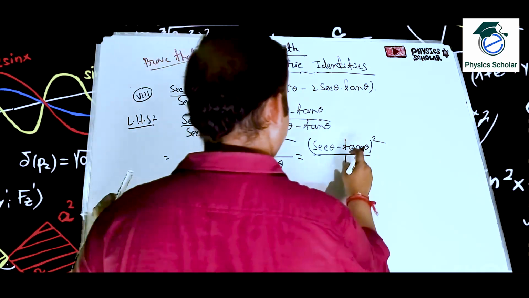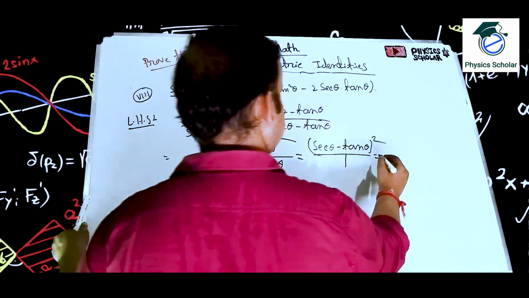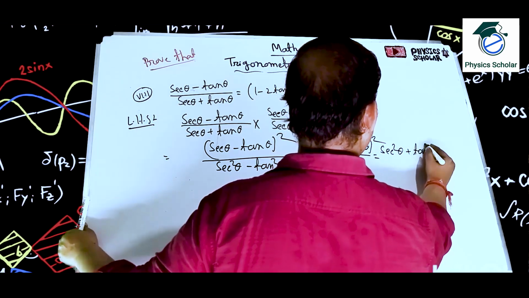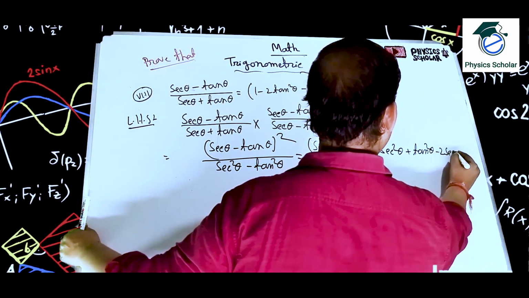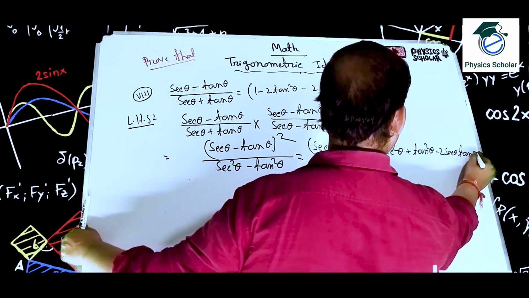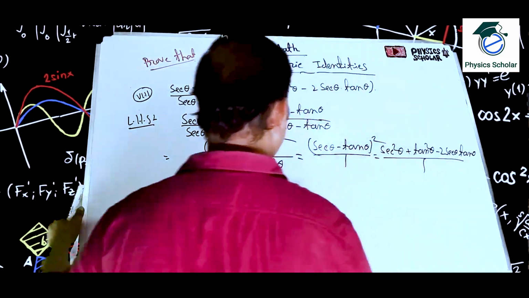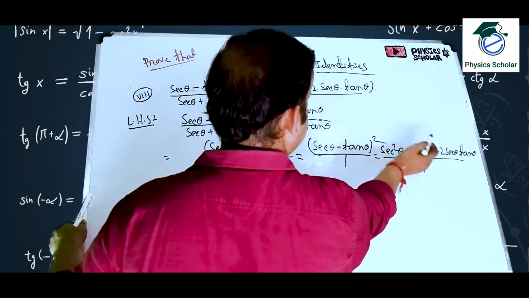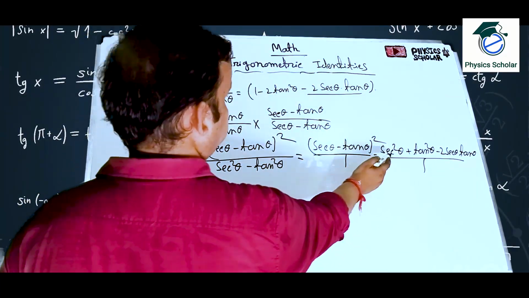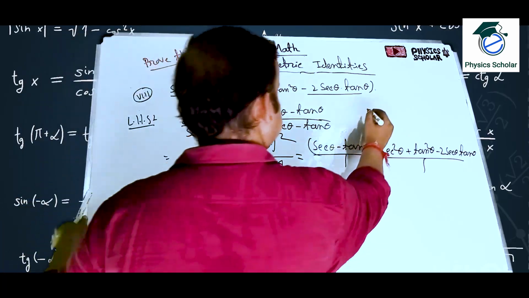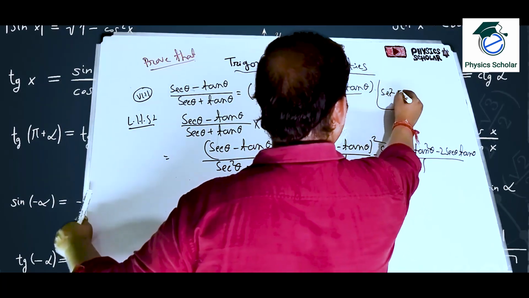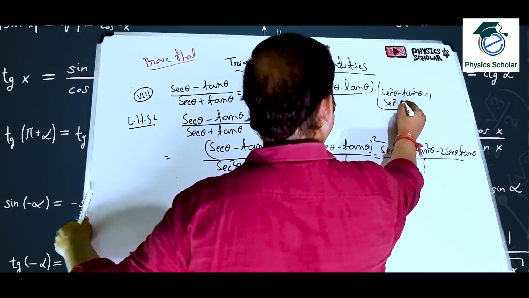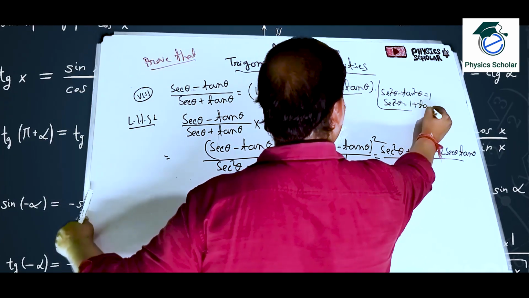Clear? Now we will use the formula for a minus b whole square. So sec square theta plus tan square theta minus 2 sec theta into tan theta, divided by 1. We will not write 1 again. Now what do we have to prove? Minus 2 sec theta tan theta has already come, but there is no sec square theta. So what formula do we know? Sec square theta minus tan square theta is equal to 1. So sec square theta is equal to 1 plus tan square theta.